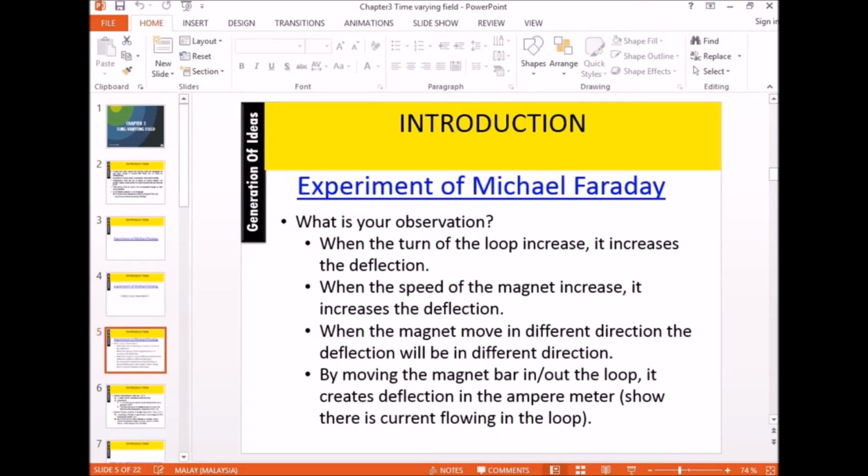And by moving the magnet bar in or out of the loop, it creates deflection in the ammeter and shows that there is a current flowing in the loop. And if you maintain the position of the magnet inside the loop, there will be no current flowing. So in other words, if you want the current to exist in the loop, there must be something moving and there must be something changing. If there are no changes, everything maintains static, then there won't be any current. So this is the principle of Faraday's law and how it is used to generate electricity.